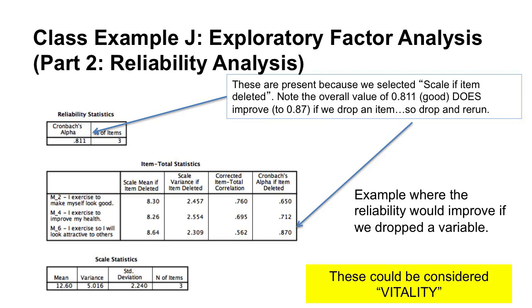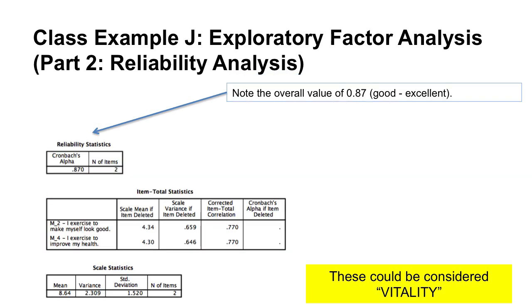So we rerun the analysis without M1, and the alpha goes up to 0.811 as anticipated. But lo and behold, if we drop M6, the alpha will go up to 0.87. So we drop M6 and rerun the analysis. Note that with only two variables, you can't calculate Cronbach's alpha if item deleted. This would be like trying to take a correlation with only one number.